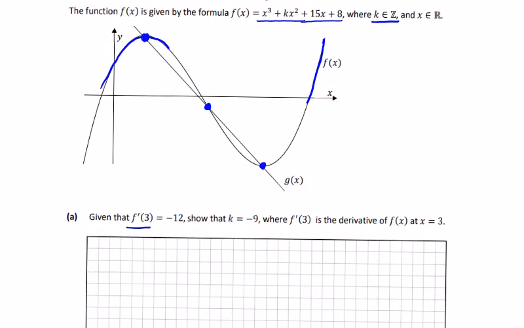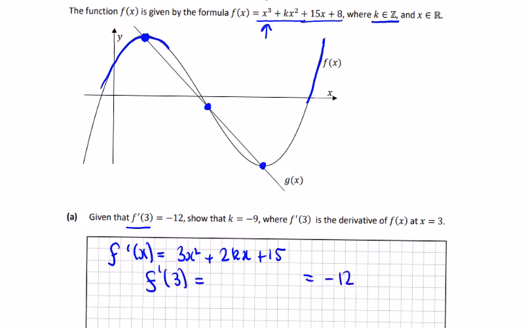Okay, well, let's get f prime x to begin. f prime x is equal to 3x squared plus 2kx plus 15. And for f prime 3, we put 3 in, and this whole thing will be equal to minus 12. We'll just have one unknown, k. So 3 by 3 squared is 27, and 2 by 3 by k is plus 6k, plus 15 has to be equal to minus 12.